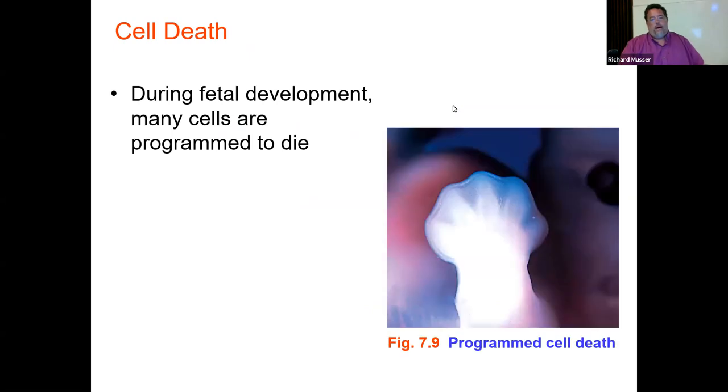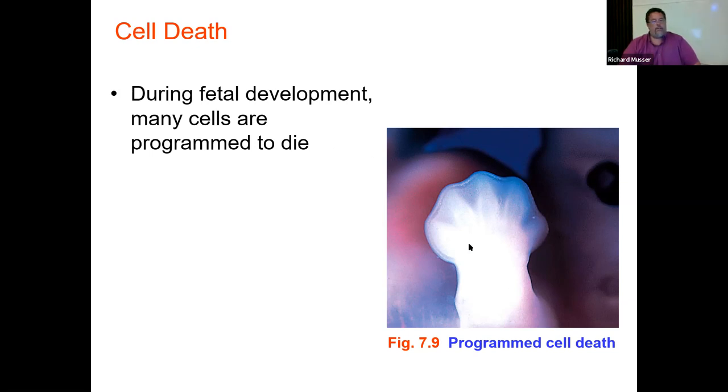So in addition to cell division, because remember, the fetus is going to be going through a lot of mitosis. Here's a hand forming, for instance, in a fetus. And so it looks like a web. Now, in some animals, it would stay a webbed paw to help them swim. But in humans, these cells are going to die.